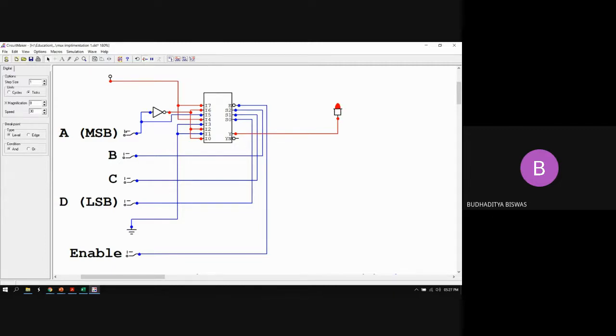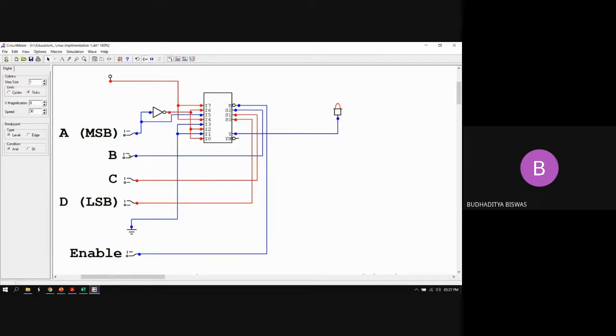Then I give 0, 0, 0, 1. D is the LSB, so I give the 1. Is 1 present? No, sir. So that's why the output is not glowing. Then I give 2. 2 is present, so it's glowing. Now I give 3. 3 is not present, so that's why it's not glowing.